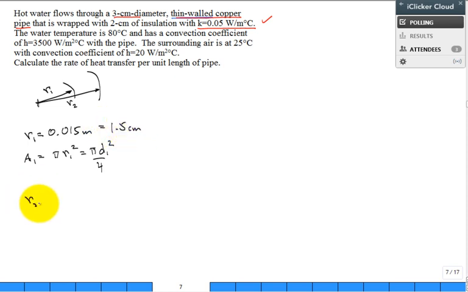So here's the question. R2, first clicker question of the day. Is that going to be 3.5 centimeters or 5.5 centimeters? Answer A or B, or other, answer C.